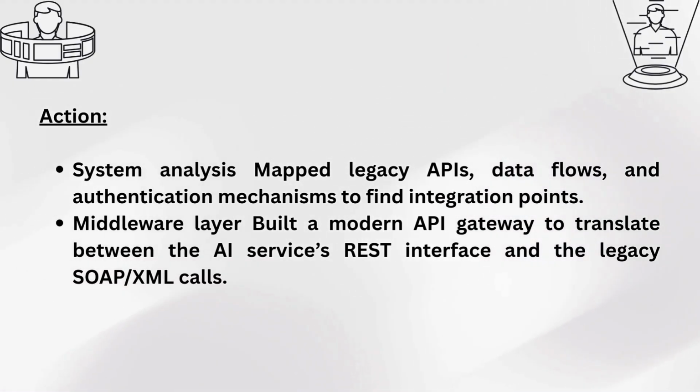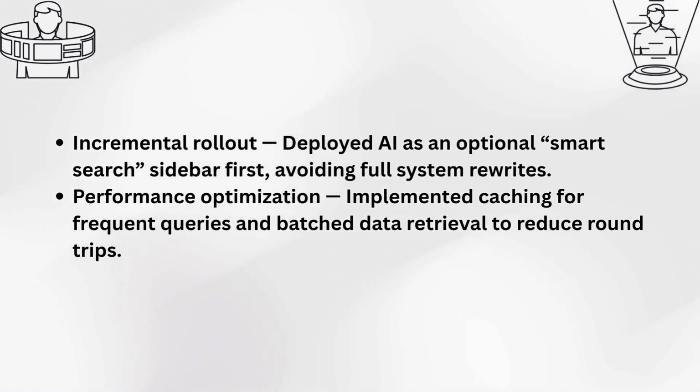Action, system analysis: mapped legacy APIs, data flows, and authentication mechanisms to find integration points. Middleware layer: built a modern API gateway to translate between the AI services REST interface and the legacy SOAP XML calls. Incremental rollout: deployed AI as an optional smart search sidebar first, avoiding full system rewrites.